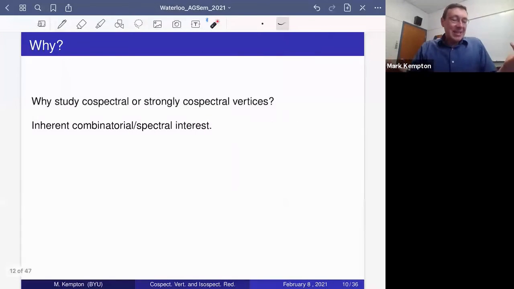I would suggest that studying cospectral vertices is inherently interesting. Like I said before, understanding cospectral graphs and cospectral vertices is fundamental to understanding what the spectrum of a matrix can tell you about a graph. So I think it's inherently interesting.